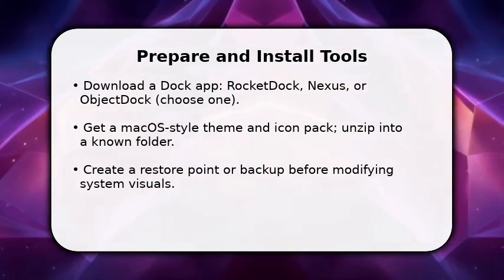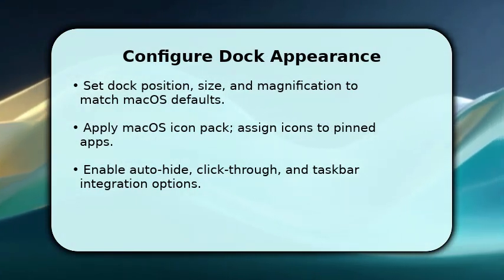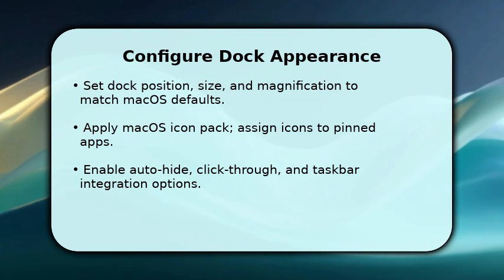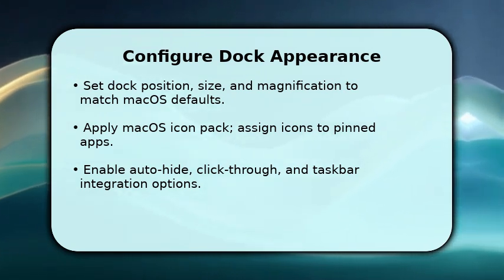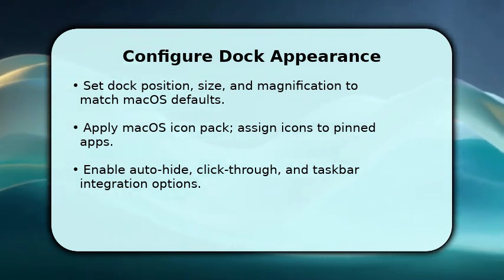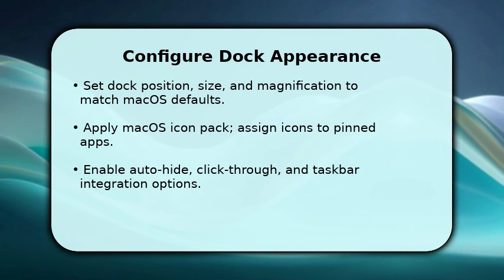Now you customize the dock so it behaves like Mac OS. Open the dock settings and position it at the screen bottom, adjust size and magnification for that fluid zoom effect, and set icon spacing to match. Then swap app icons by selecting each pinned shortcut and applying your Mac OS-style icons.